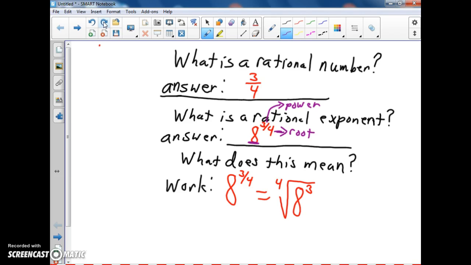Okay, now this you know how to do. You've done this before. This is what you learned how to do yesterday. This is what you're currently working on for homework. The fourth root of 8 to the third power. Okay, so what are you going to do? You're going to find out how much is 8 to the third power. Tell me, how much is 8 to the third power?